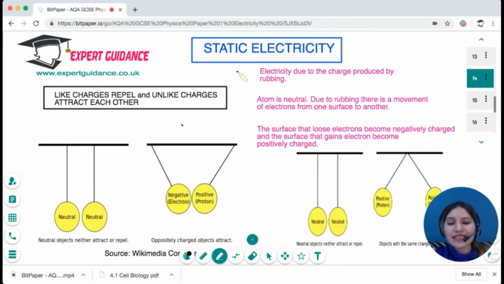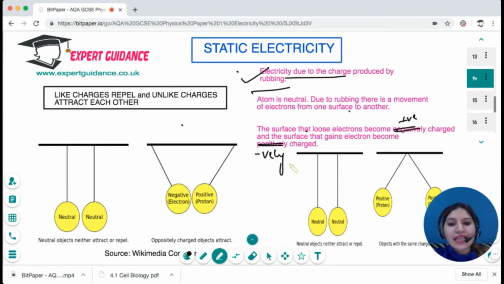What is static electricity? Electricity that is produced by rubbing. Because when we rub two objects, there's a transfer of electrons from one surface to another. The surface that loses an electron becomes positively charged, and the surface that gains an electron becomes negatively charged.